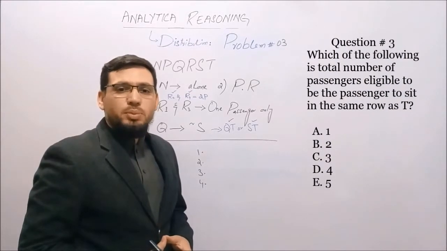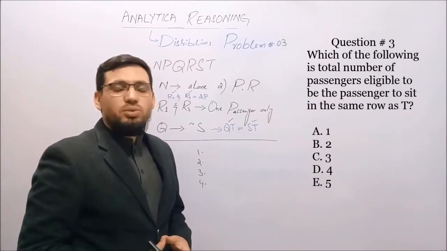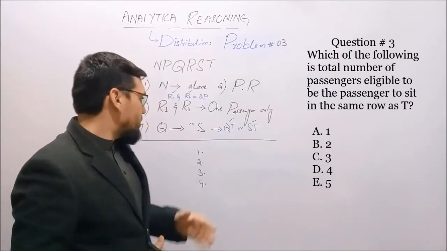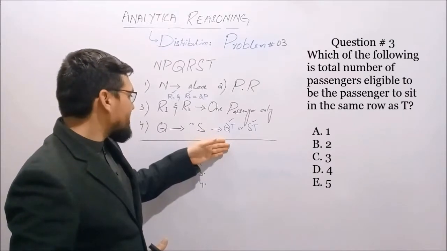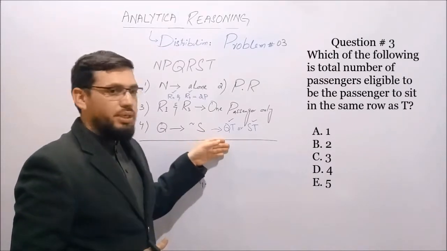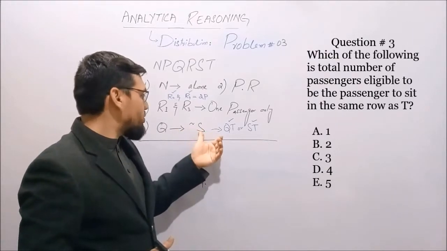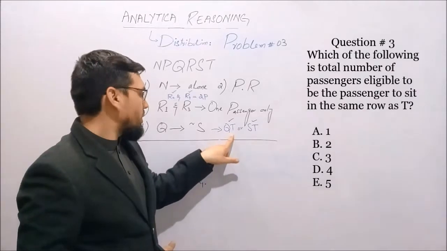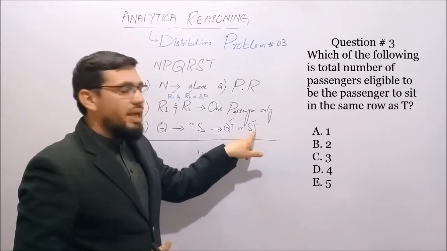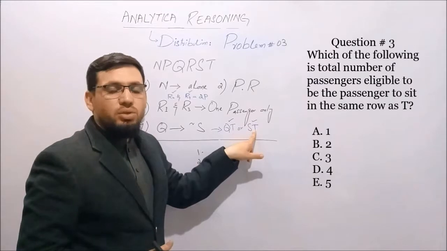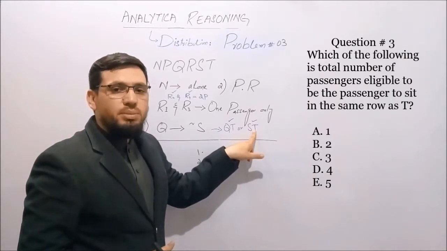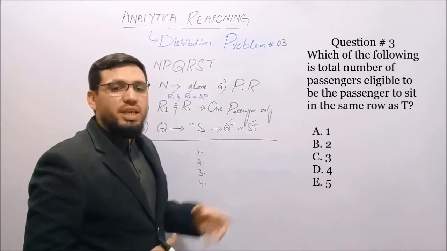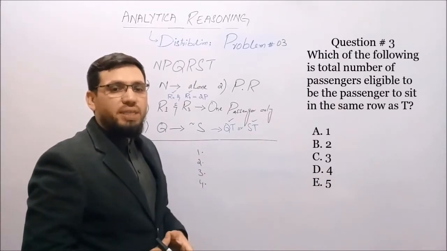What is the total number of passengers that are eligible to sit in the same row as T? Okay, you can see over there the last restriction we have about this arrangement: Q must not sit together with S. So with T, either Q will sit or S will sit together with T. So there are only two possible passengers that could sit together with T in the same row. So the answer we have is B.